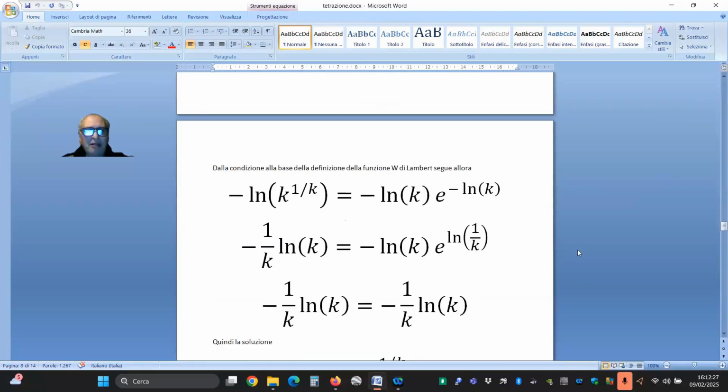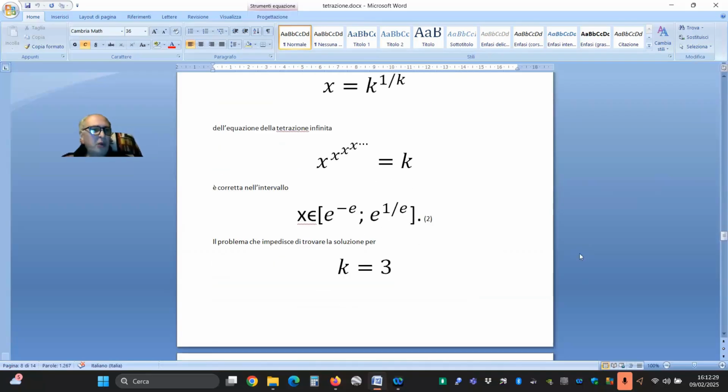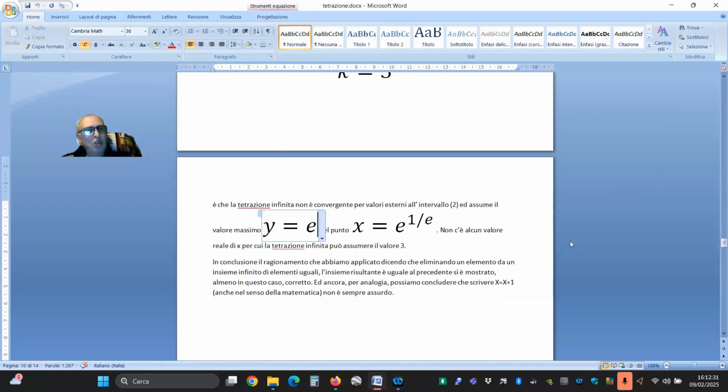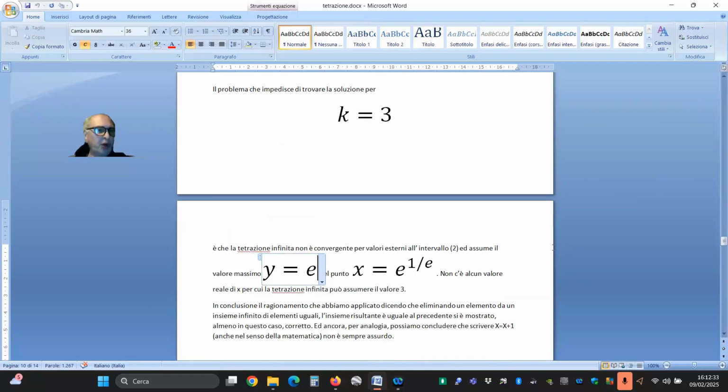And we saw anyway that the function is no longer defined, and therefore we cannot use it. All our reasoning from the first video was correct. The extension for k equal to 3 didn't work due to the fact that the base function is not defined. The function of infinite tetration is not defined with those values. It will never reach those values. This is as far as infinite tetration is concerned.